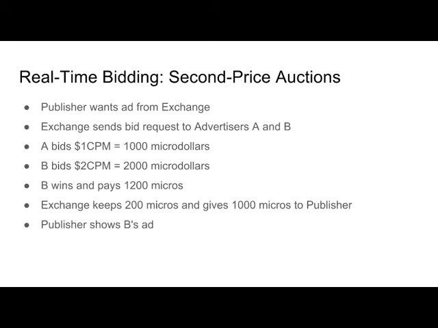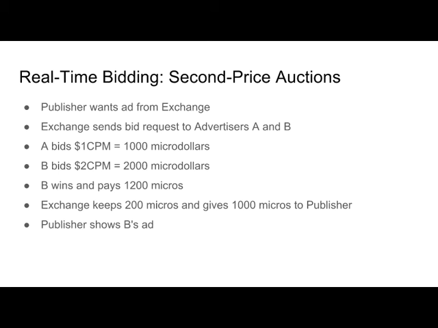So A bids a dollar CPM, which for a single impression works out to 1,000 microdollars, 1,000 millionths of a dollar. So we call those micros, because in real-time bidding, you tend to think about things one at a time. And B bids two. So B bids 2,000 microdollars. So because this is a second price auction, obviously, first of all, B wins because they bid more. But in terms of what they pay, in a second price auction, the winner only pays enough to clear the price of the second price. So in this case, the second price was 1,000. B bid 2,000. B wins, but they pay, let's say, 1,200, right?